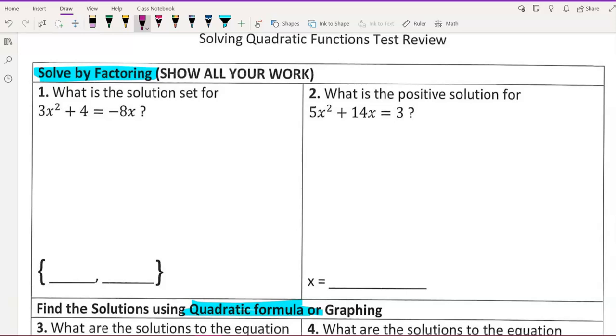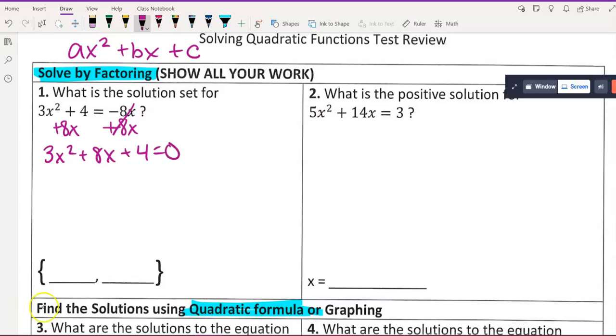This equation is not in standard form. Remember, standard form is ax squared plus bx plus c. So right here, our b is on the wrong side of the equal sign. Just go ahead and add it to the other side. We add it because it's negative. There you go. And then we make our t-chart.